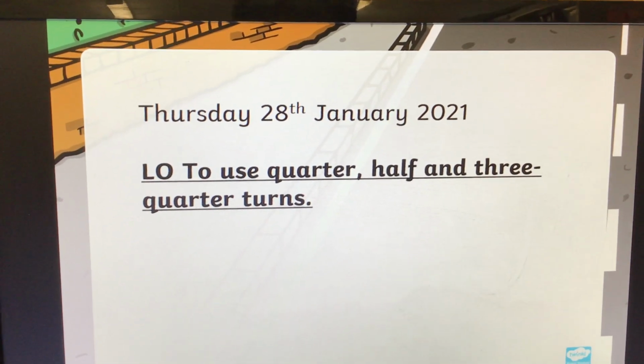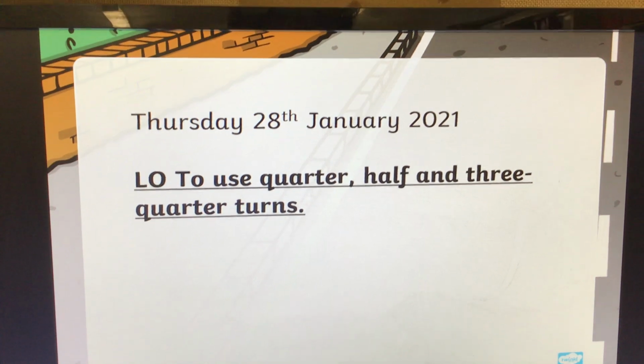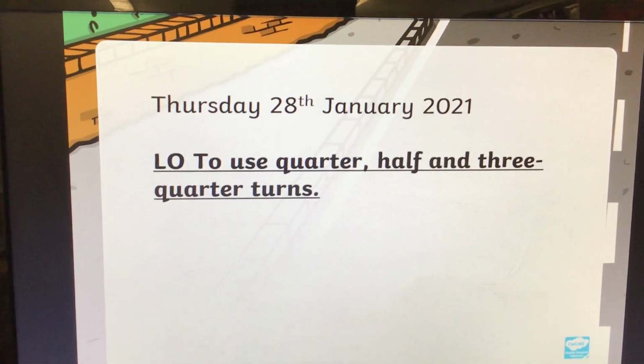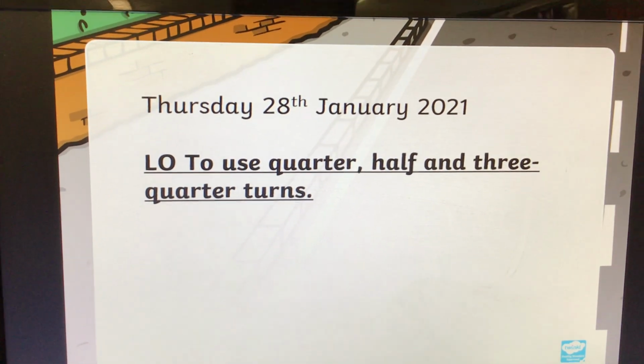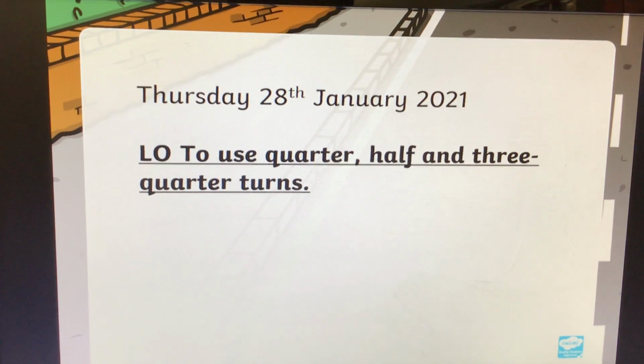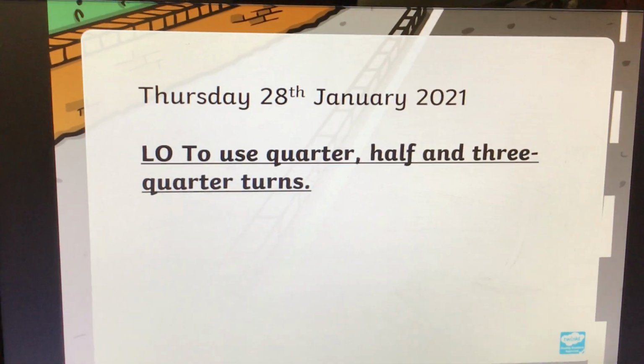Good morning, Year 4. This is a maths lesson for Mr. Wakelam's group. It's Thursday, the 28th of January. Today you're going to use quarter, half and three-quarter turns.